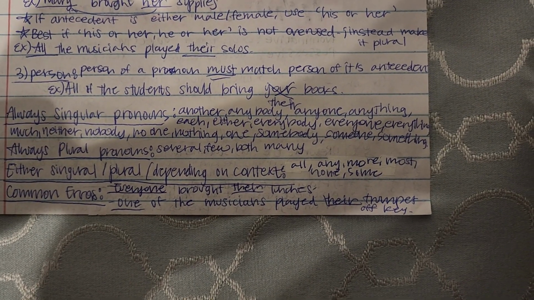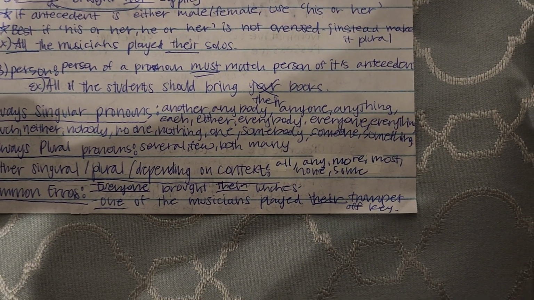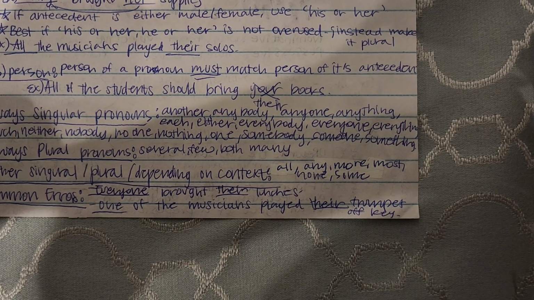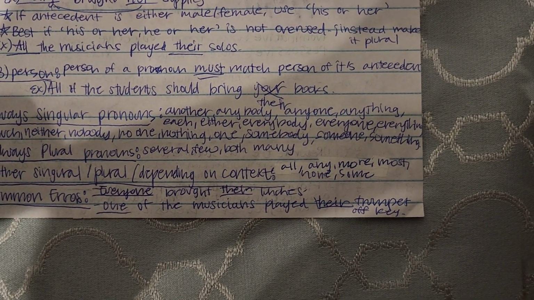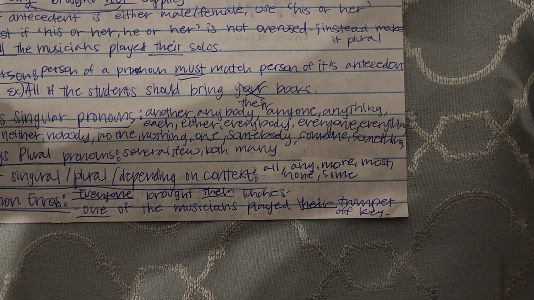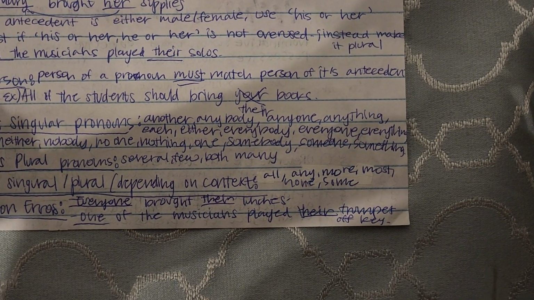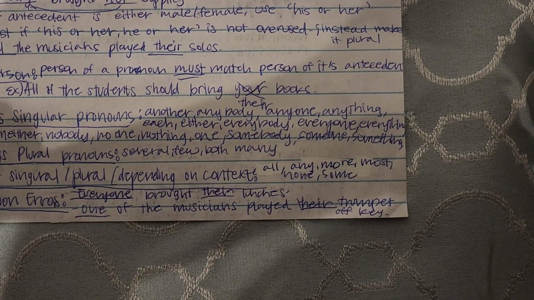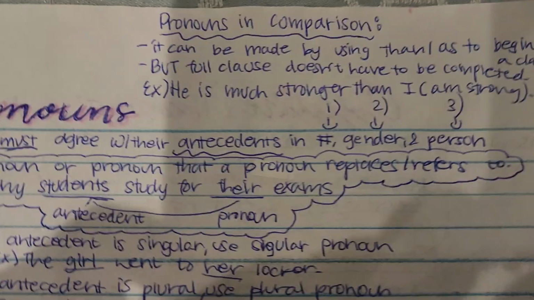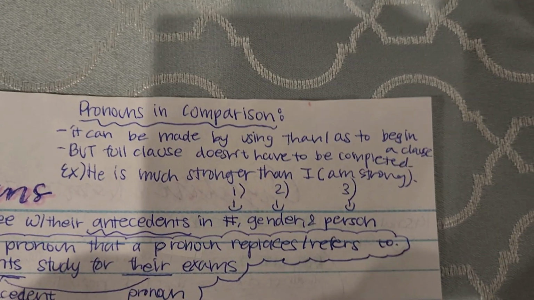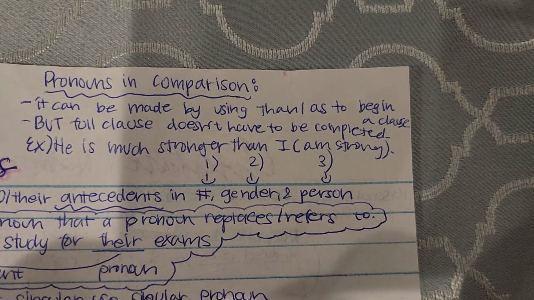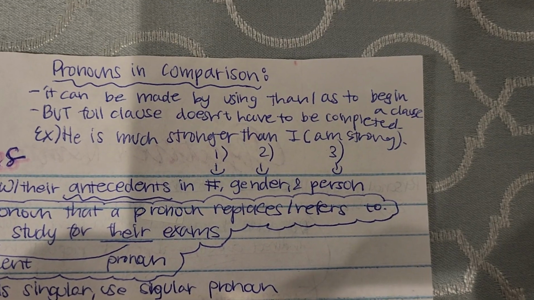Common errors. Everyone brought their lunches. One of the musicians played their trumpet off key. It should be: one of the musicians played his or her trumpet off key. Pronouns in comparison. It can be made by using "than" or "as" to begin, but the full clause doesn't have to be completed. Example, he is much stronger than I am strong.